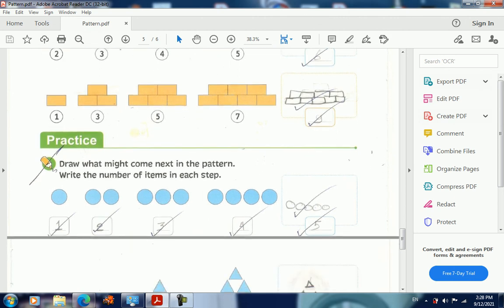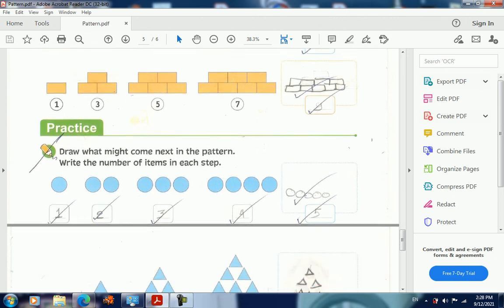Then for the bricks, we got just 1. Then after that we got 3, then 5, then 7. So what happens? Each time for the bottom row we add 1, and for the top row we add another 1. So it was 1, then the 3, 2 bricks at the bottom, then 1. And for the 5, 3 bricks at the bottom, then 2 bricks on top of them. And for the 7, we got 4 bricks at the bottom, then 3 bricks on the top. So for the pattern that has 9, we should have 5 bricks at the bottom and then 4 bricks on top of them.